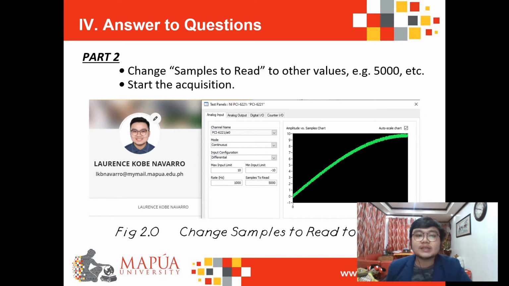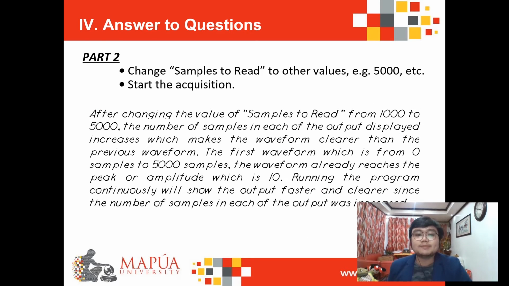So part of the experiment also asked the students to change samples to read to other values, for example, 5,000, or 10,000, or etc., and then start the acquisition. So changing the samples from 1,000 to 5,000 results in the number of each of the outputs displayed increasing, which makes the waveform clearer than the previous waveform. So the first waveform, which is from 0 samples to 5,000 samples, already reaches the peak or amplitude, which is 10.